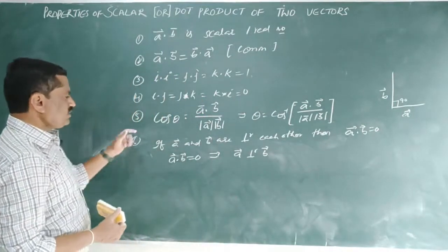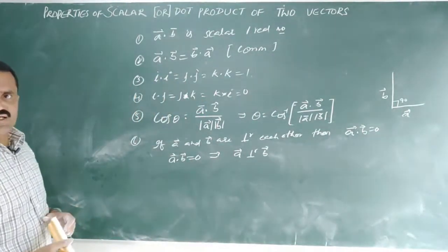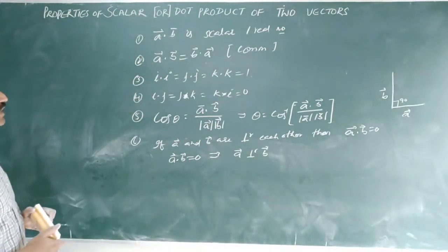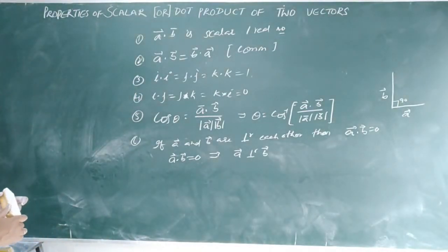You should remember these properties. Again, A bar dot B bar is a scalar or a real number. Next, the second one: A bar dot B bar is equal to B bar dot A bar.